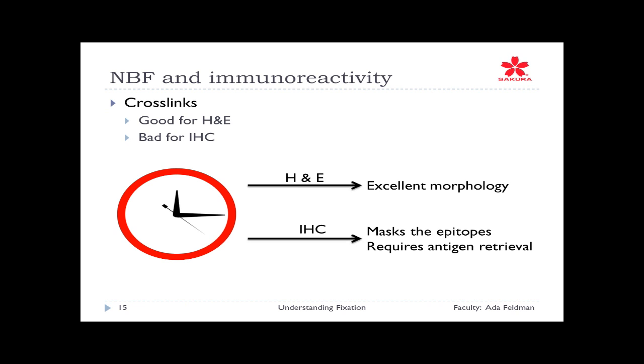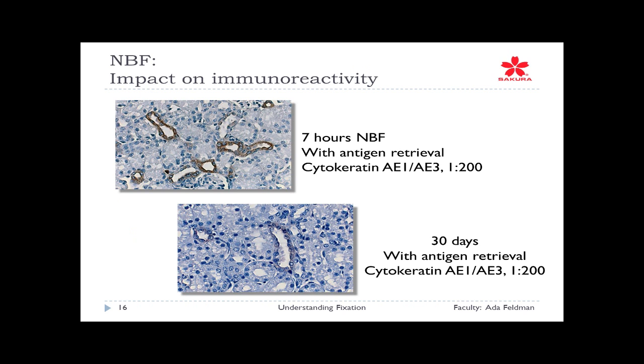The cross-linking that has to happen as part of step 2 is great for H&Es and your special stains, to give you the morphology. Let the cross-linking occur, you're going to get that beautiful, perfect look. What it does for immunohistochemistry, the cross-linking will mask the epitopes. That's the part of the molecule that the antibody is attaching to, and it just means that you're going to have to perform that extra step of antigen retrieval.